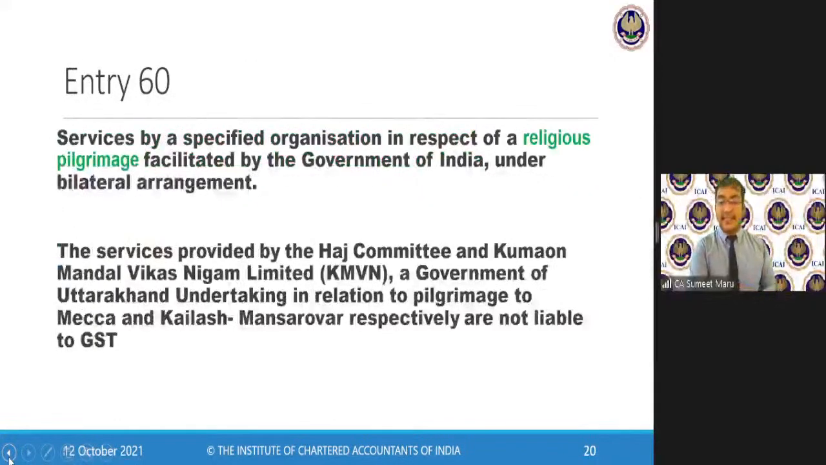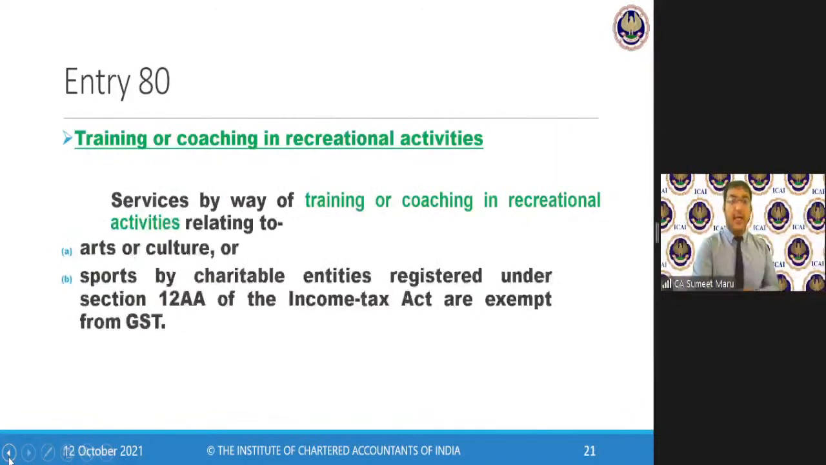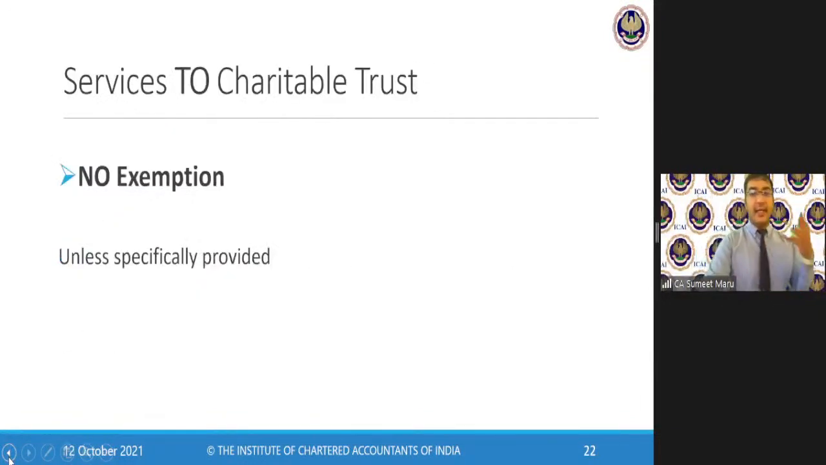Then we saw entry number 60, the religious pilgrimage, 2 things by Hajj committee and by KMVNL. And coaching in a recreational activity, again that will be an exemption. So these were the services which are provided by trusts, where exemption will be there. To taxable trusts, no exemption will be there. Hereafter, we have done almost the part on charitable trust.